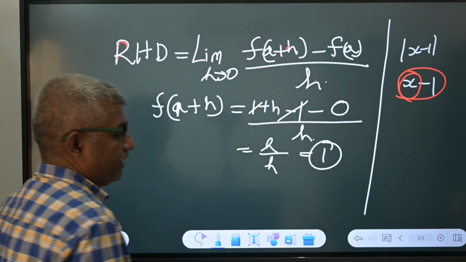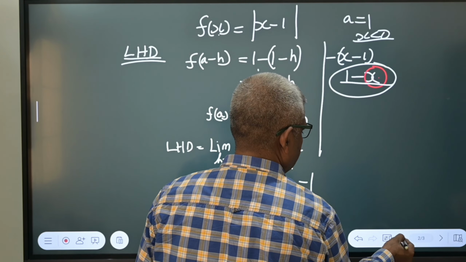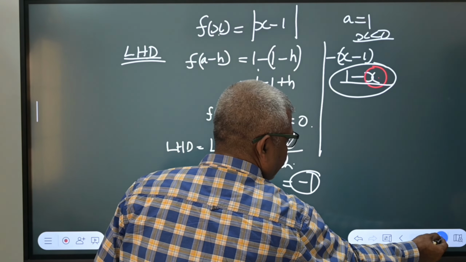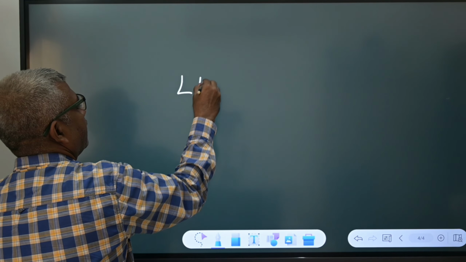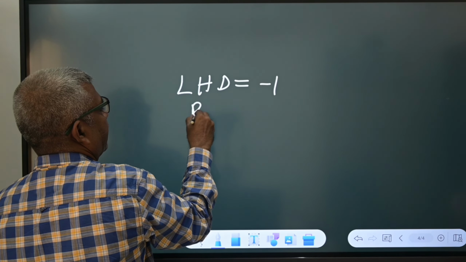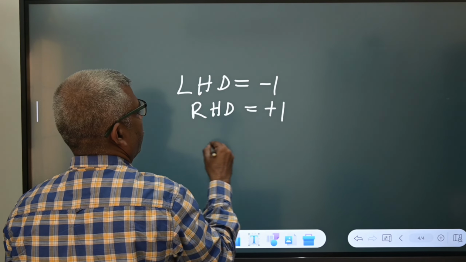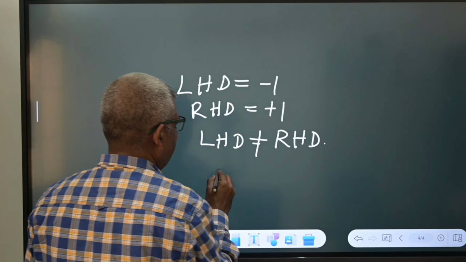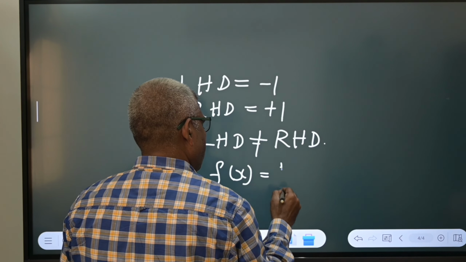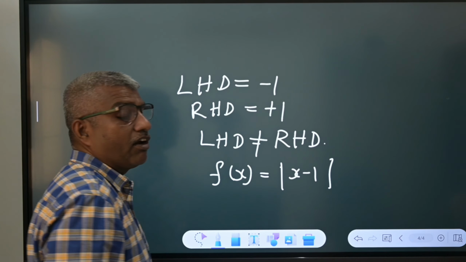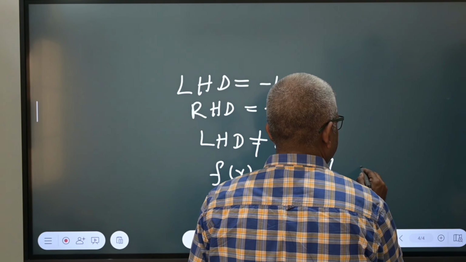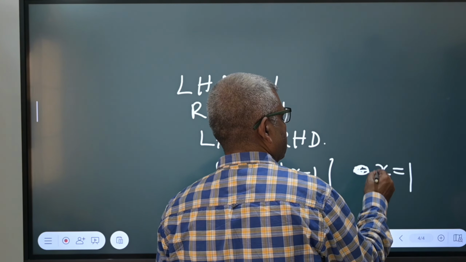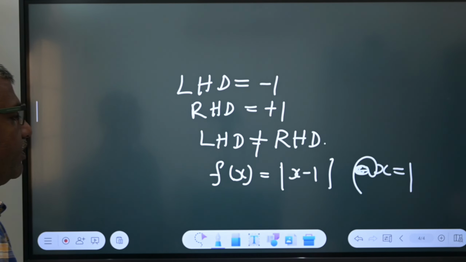So the left hand side derivative, LHD, is minus 1, and the right hand derivative is plus 1. So the left hand derivative is not equal to the right hand derivative. So f of x equal to modulus of x minus 1 cannot be differentiated at x is equal to 1. Got it, clear? Okay.